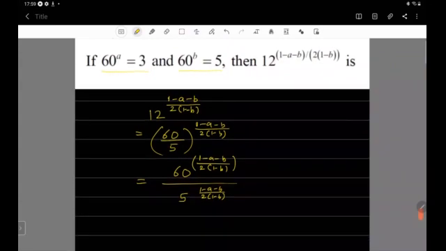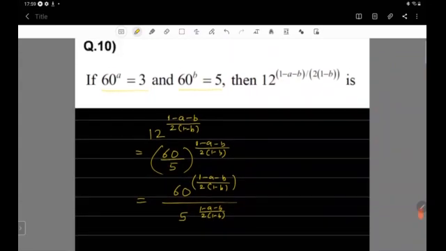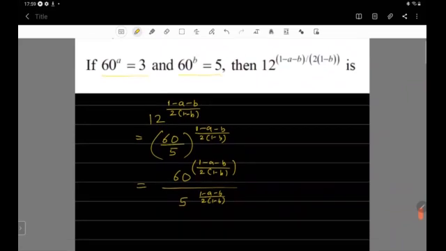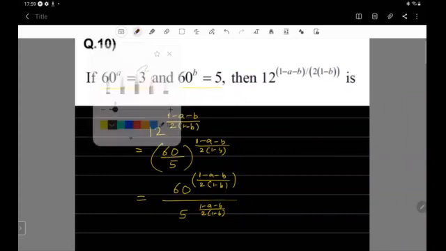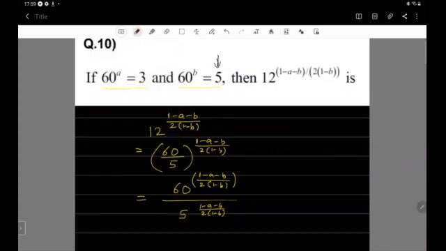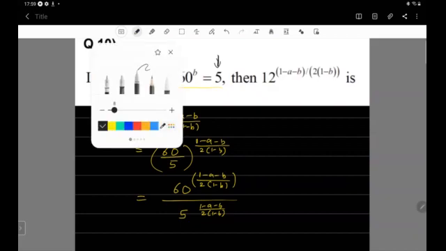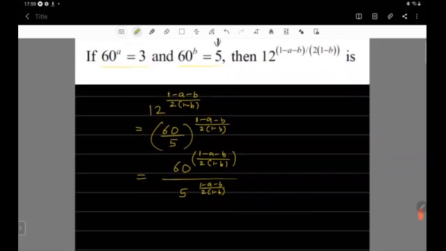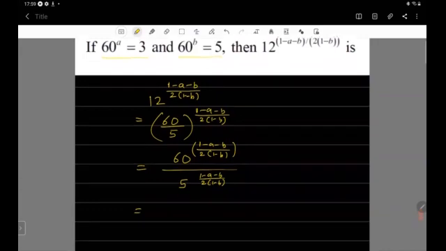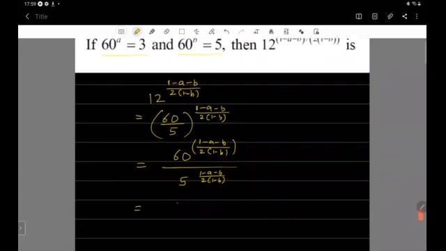And then in the denominator we have 5. What to do with 5? Look at the question. We have some information about 5 also. 5 is right here. So now let's move from the right hand side to the left hand side. Look at this 5. 5 can be written as 60 to the power b.